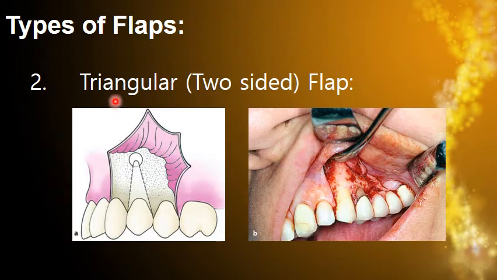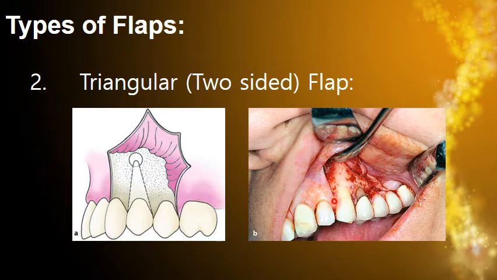Another type is the triangular or two-sided flap. This is one side and this is the other side. This is a triangle. It is formed by a horizontal incision made along the gingival sulcus with one vertical releasing incision. Also, the releasing incision will start in the buccal vestibule and end in the interdental papillae, like this. See the shape? It is a triangle.